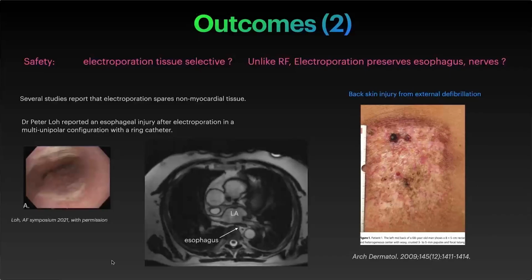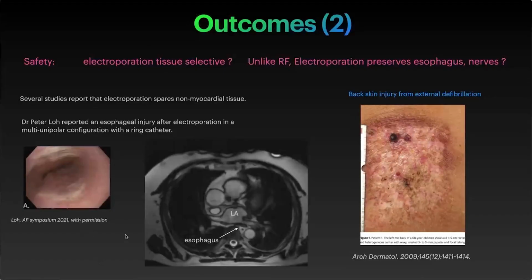Now, again, the safety question about electroporation being tissue selective. So should I care or should I not care about the electric fields that are being set up outside of the heart, since it's a selective energy? There have been reports of esophageal injury with electroporation. One of these was shown at the AF symposium here. This is an endoscopy view of the esophagus after electroporation PVI isolation. You can see the left atrium is here, the aorta is here, so the esophagus is in between 2 big blood pools, so current is going to be flowing through it.